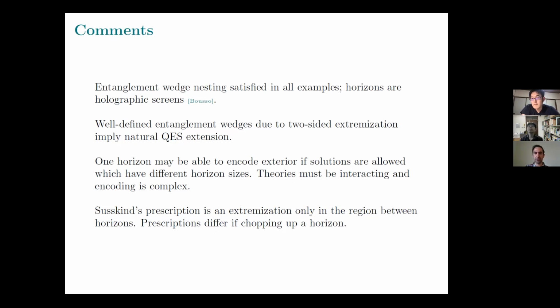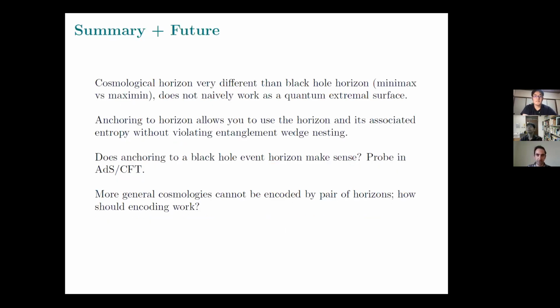So it's interesting to explore if one or the other can be ruled out. Okay, so just to summarize, the cosmological horizon is very different from the black hole horizon, in the sense of mini-max versus maxi-min, so it doesn't naively work as a quantum extremal surface. You can evade that by anchoring to the horizon itself. That lets you, in a somewhat trivial way, use the horizon itself as a maxi-min surface, and then you don't violate entanglement wedge nesting.